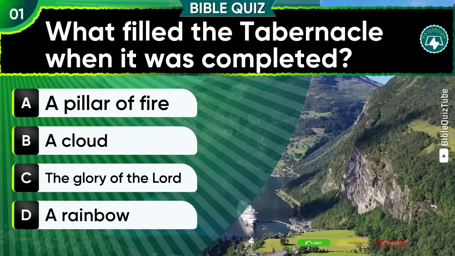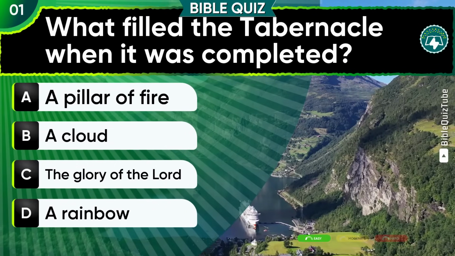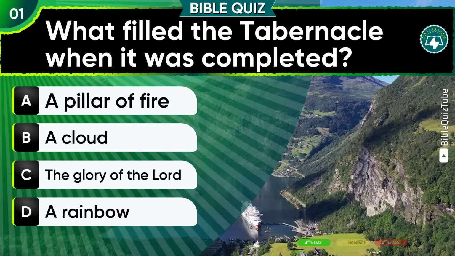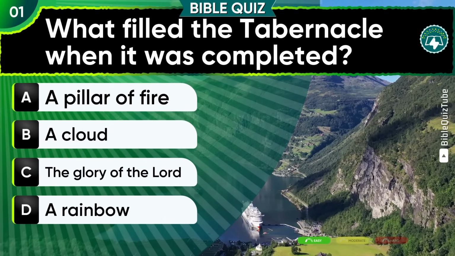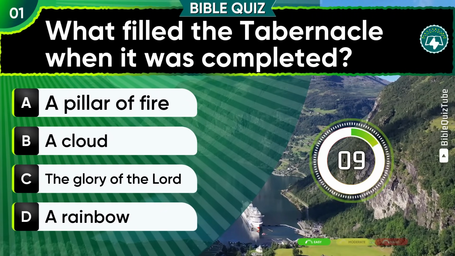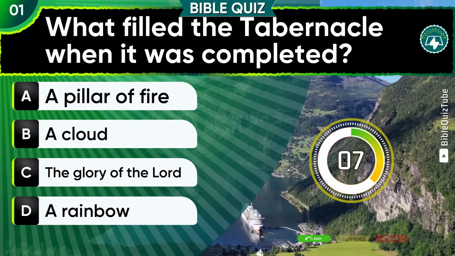Question 1. What filled the tabernacle when it was completed? A. A pillar of fire. B. A cloud. C. The glory of the Lord. D. A rainbow.